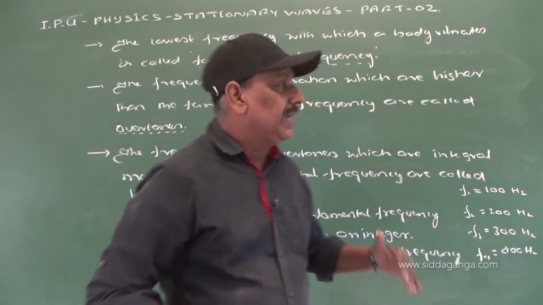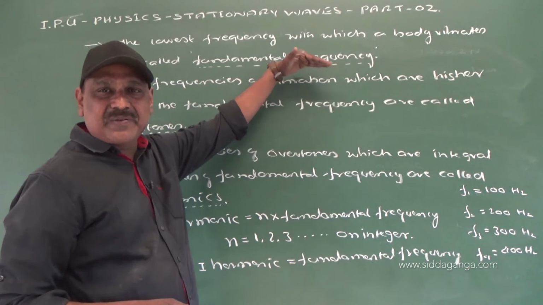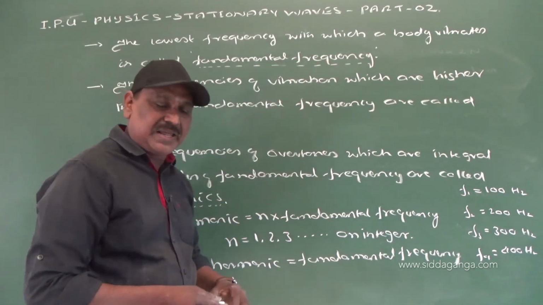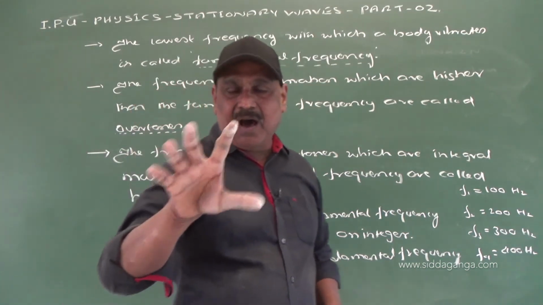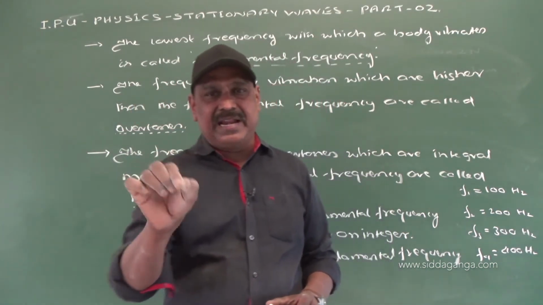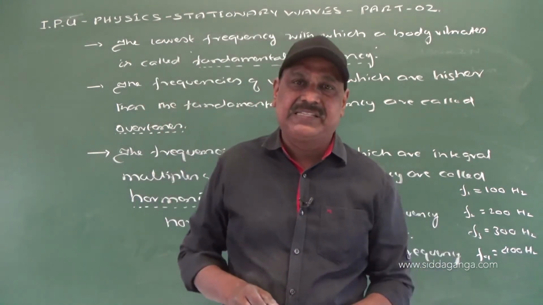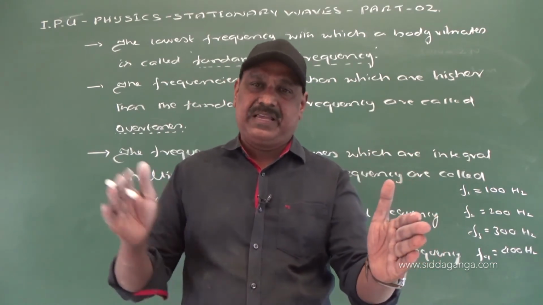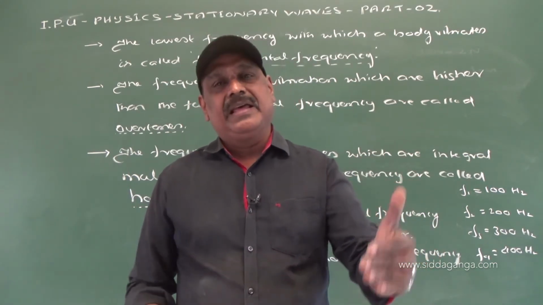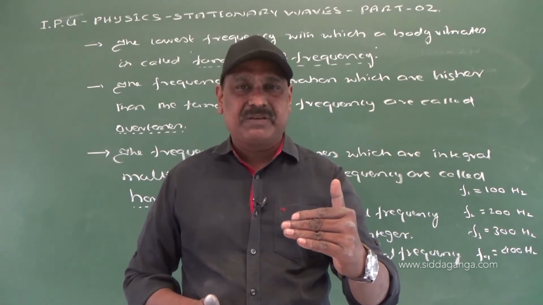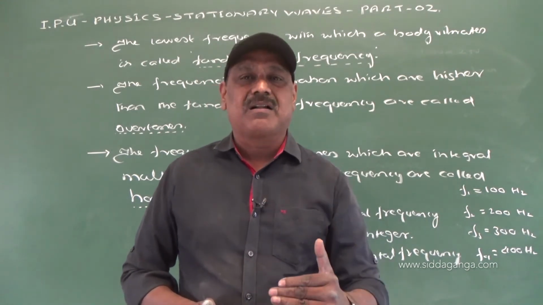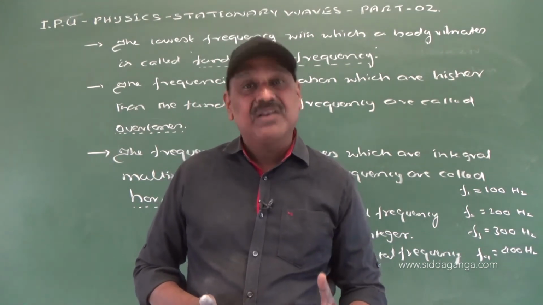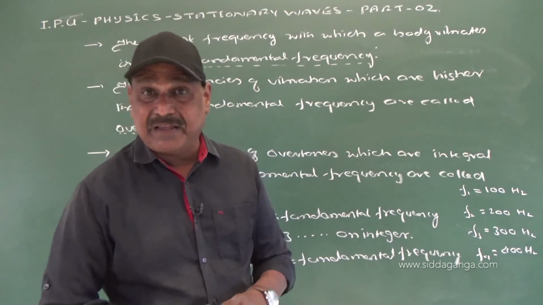So remember all these things: fundamental frequency, overtone, harmonic, right. A harmonic is equal to n into the fundamental frequency. When n is equal to 1, the first harmonic is equal to the fundamental frequency. Next, second harmonic is 2 times the fundamental frequency. Third harmonic, 3 times the fundamental frequency. Fourth harmonic, 4 times the fundamental frequency, right.